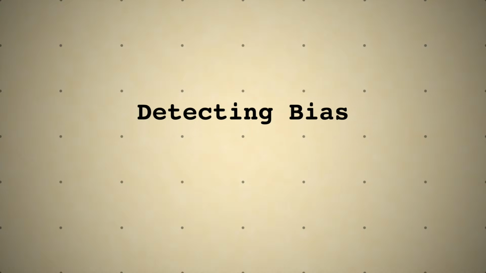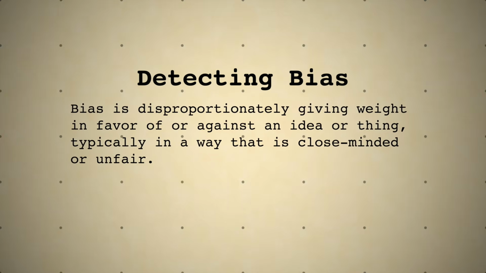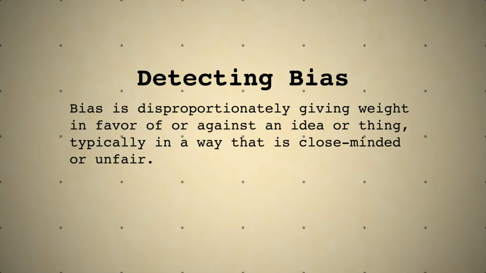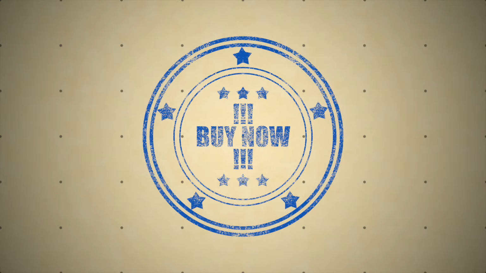bias. Detecting bias. Bias is disproportionately giving weight in favor of or against an idea or thing, typically in a way that is closed-minded or unfair. When it exists in media, it can skew the way information is presented, creating an influence on the audience. Sometimes, bias is obvious, such as in advertising. We can immediately sense when someone is trying to sell us something and apply the appropriate filters. Other times, it's much harder to detect if you don't know what to look for.